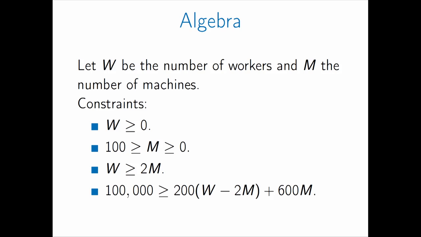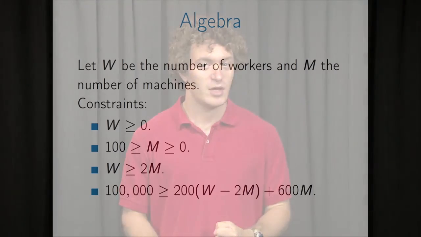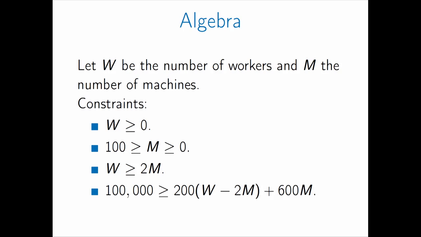So writing these constraints down in a reasonable way, if we let W be the number of workers that we have and M the number of machines, we have a bunch of constraints. The number of workers should be non-negative. The number of machines should be between 0 and 100. The number of workers needs to be at least twice the number of machines. And then finally, 100,000 is at least 200 times the number of unoccupied workers, that's W minus 2M, plus 600 times the number of machines. And so these constraints sort of constrain which allowable combinations we can have.